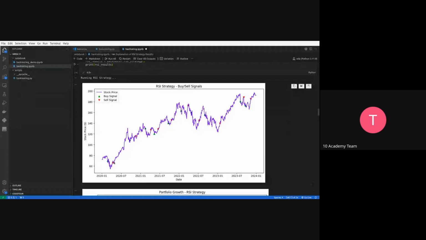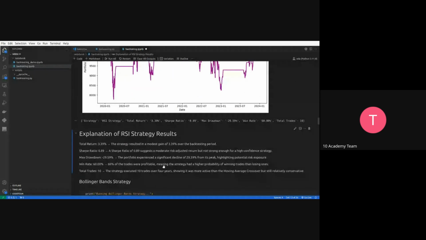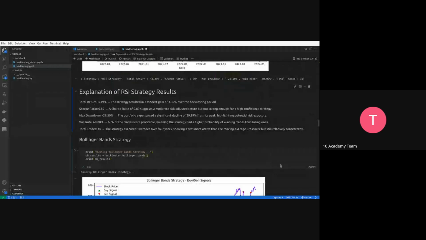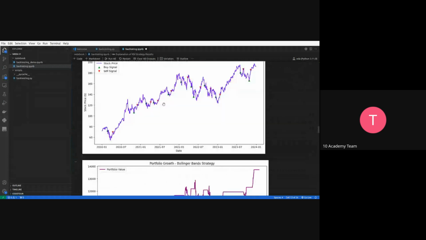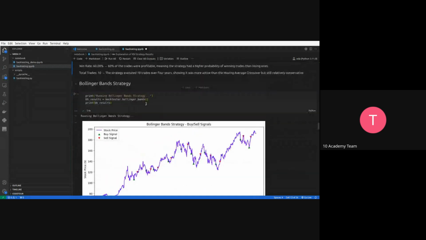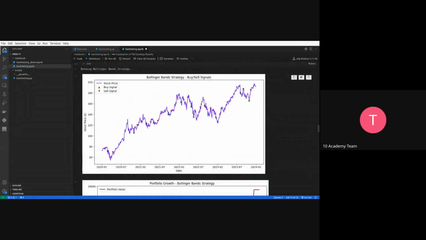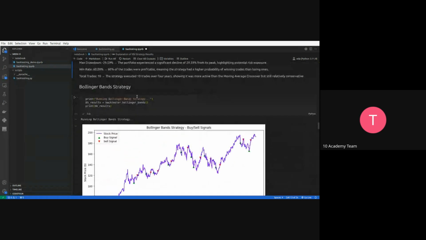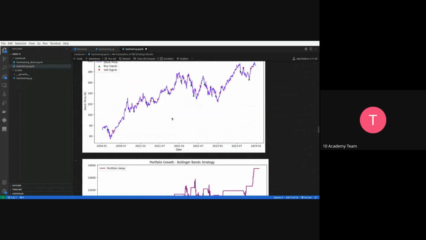And as we can see from the result, 60% profitability meaning the trade had higher probability of winning trade than losing ones. These are the signals that you can get from these strategies, different strategies. This one is Bollinger Band, the one that we discussed earlier. Here, I think there are relatively more trading chance on the signal.